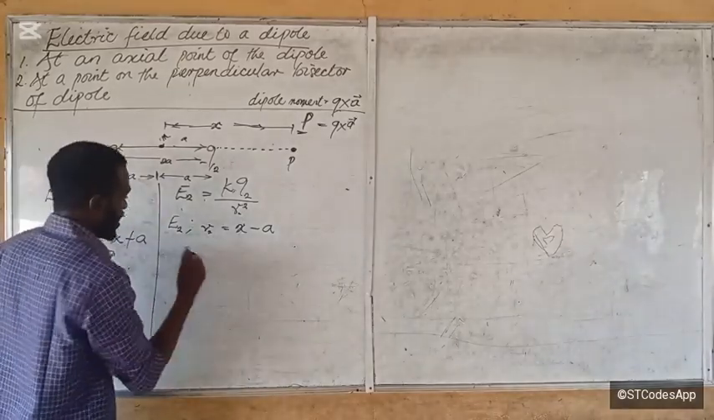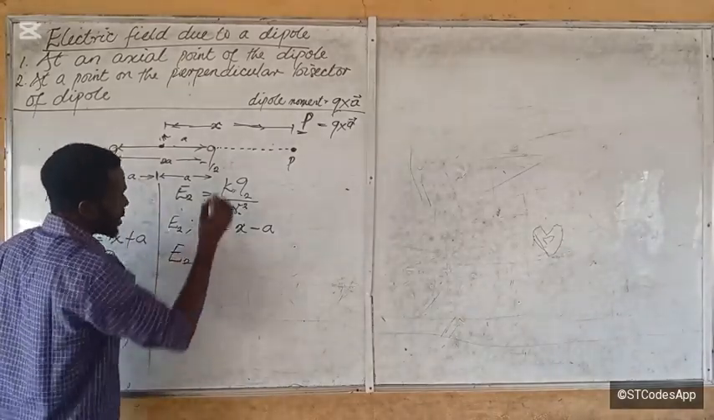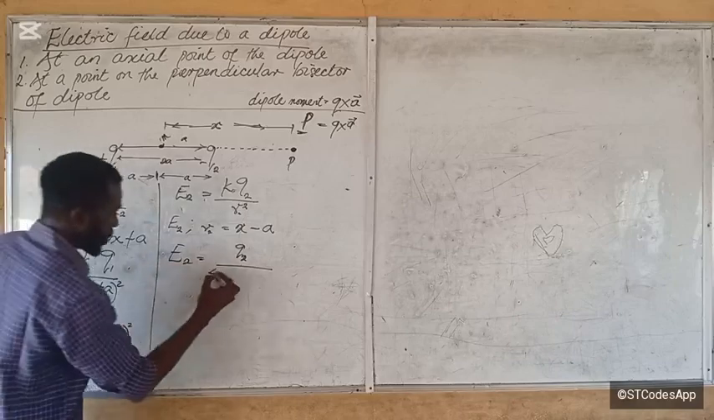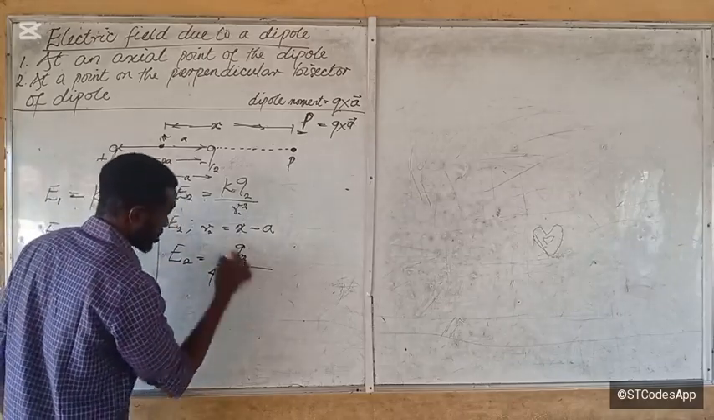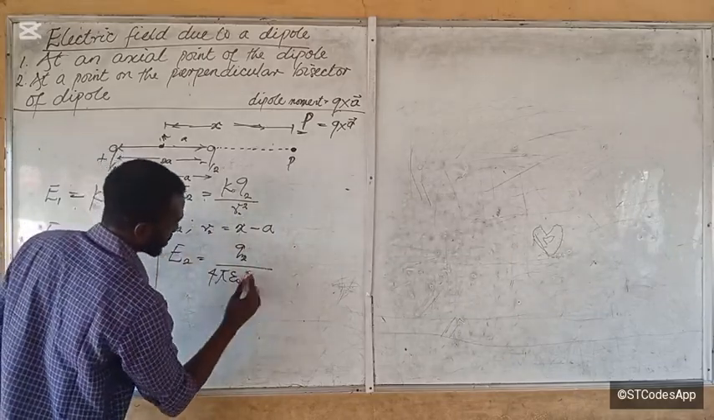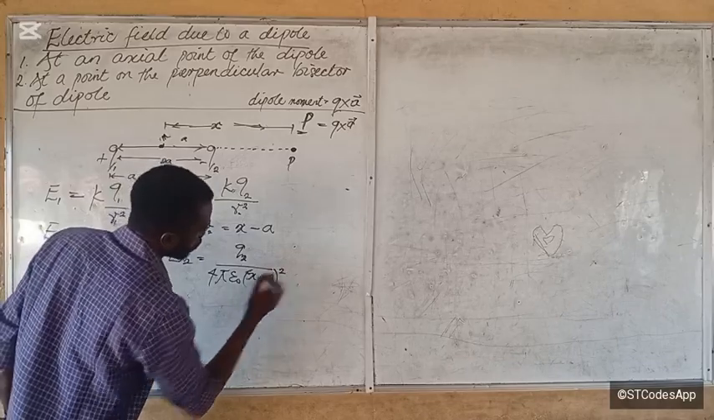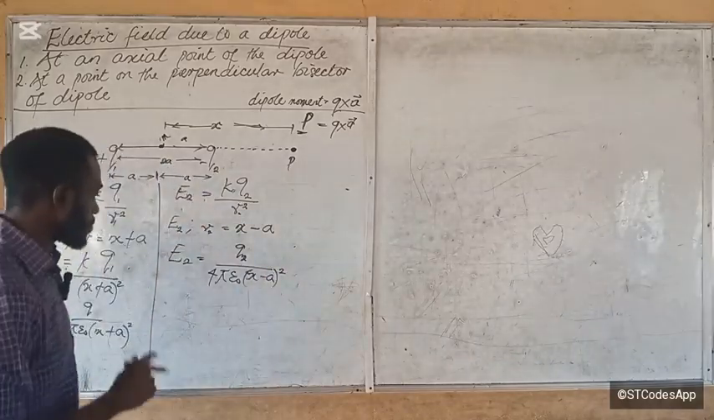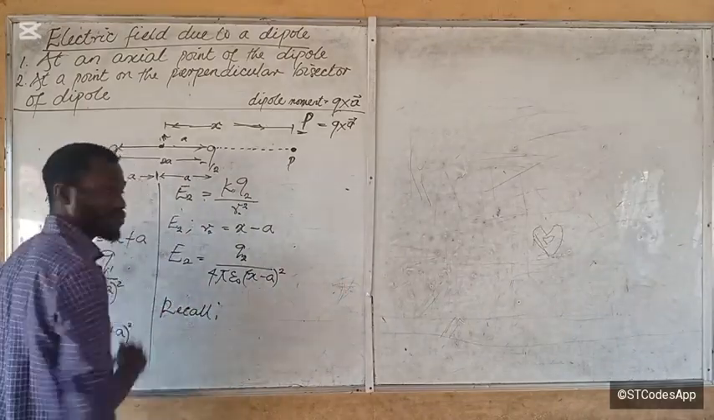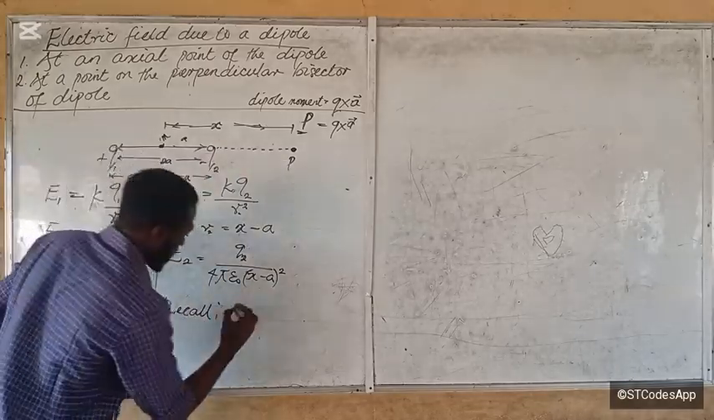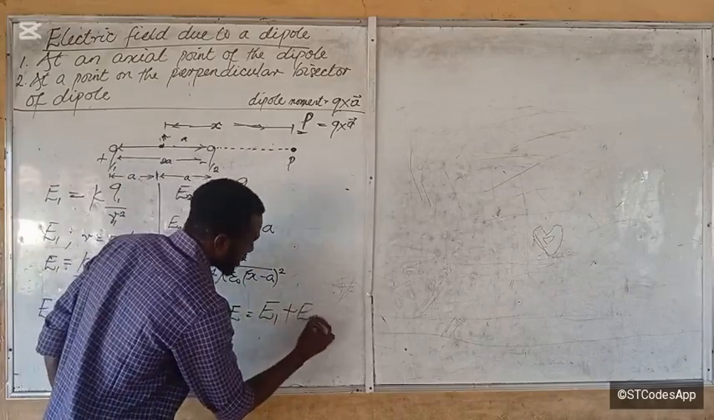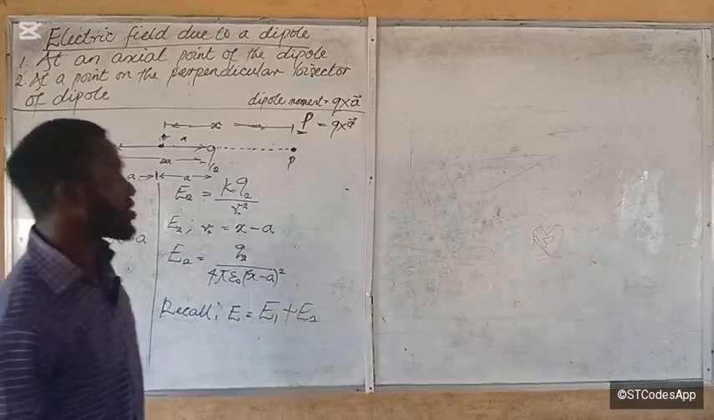All right, if this is the case, then E sub 2 becomes K, which is 1 over 4 pi epsilon naught, so Q2 over 4 pi epsilon naught R squared, which is X minus A all squared. Now recall that the electric field on this point, E, is going to be the sum of E1 plus E2. Does that make sense?